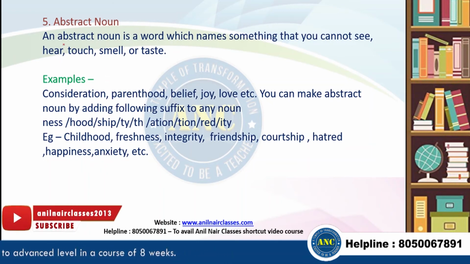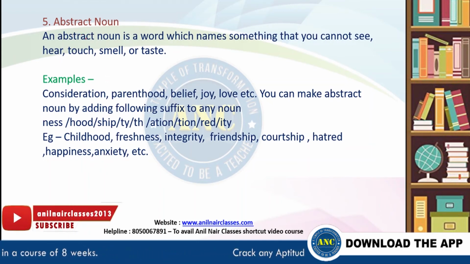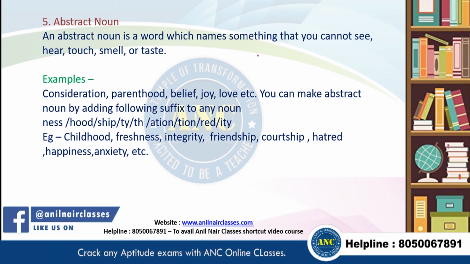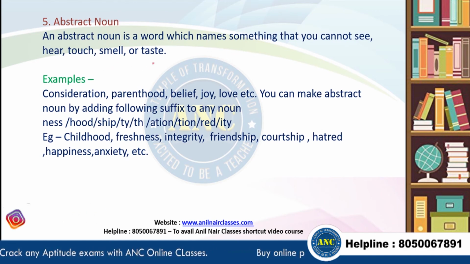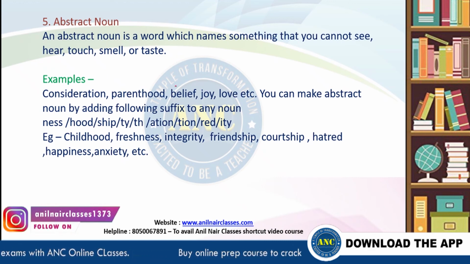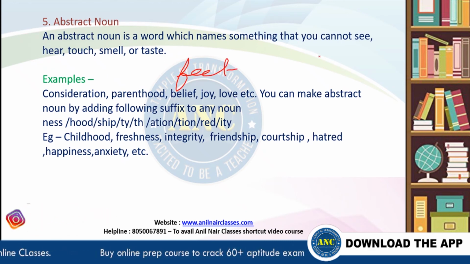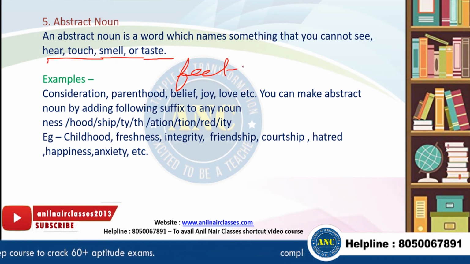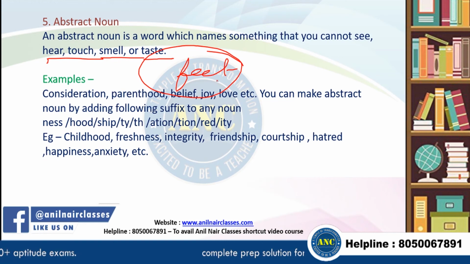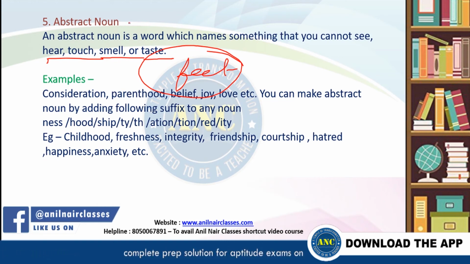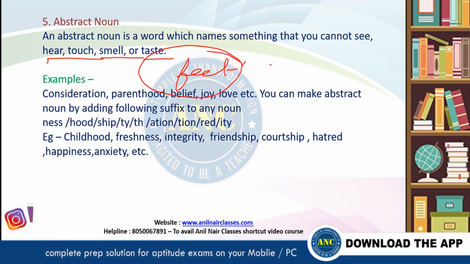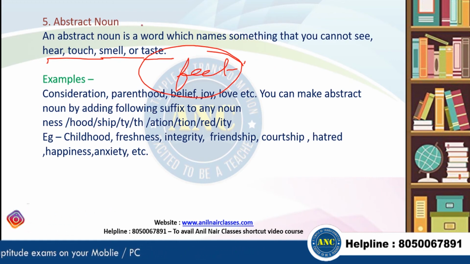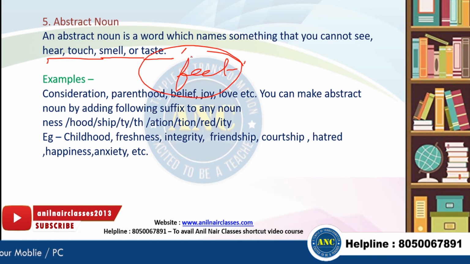Now the last one out of the 5 is abstract noun. An abstract noun is a word which is the name of something which you cannot see, hear, touch, smell or taste. But of course you can feel. So the nouns given to your feelings, ideas, concepts and feelings, which we have discussed just now, all those words will fall under the category of abstract nouns.